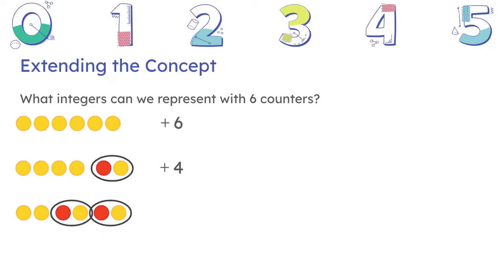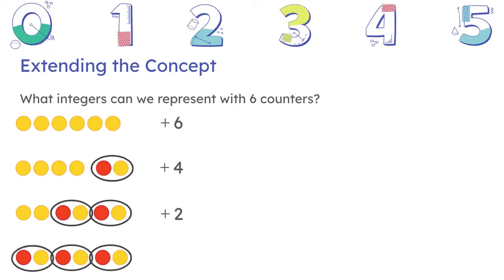Did you say +2? If you did, big old pat on the back. Yes, after I discard my zero pairs, I have 2 yellow counters left. That represents positive 2. Now I'm going to turn over one more counter to the red side. Predict which integer I'm representing here.